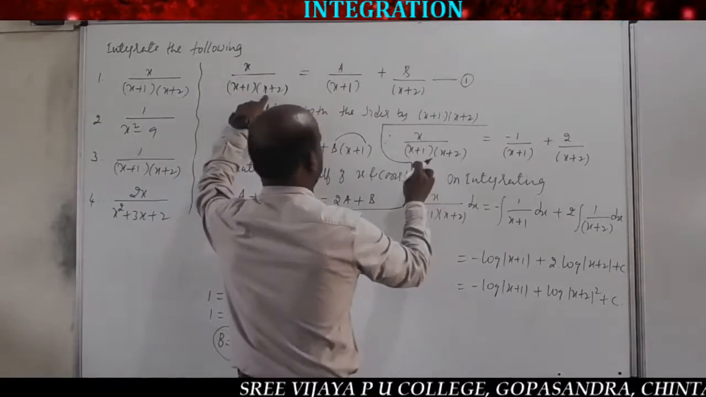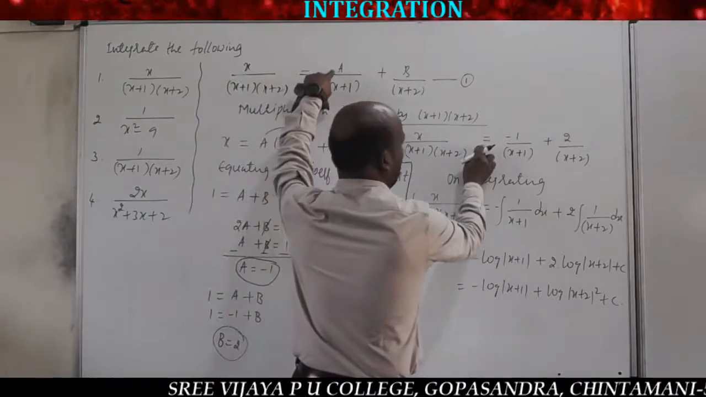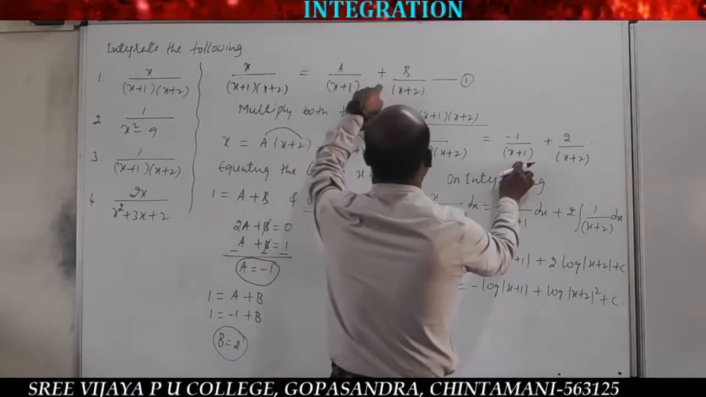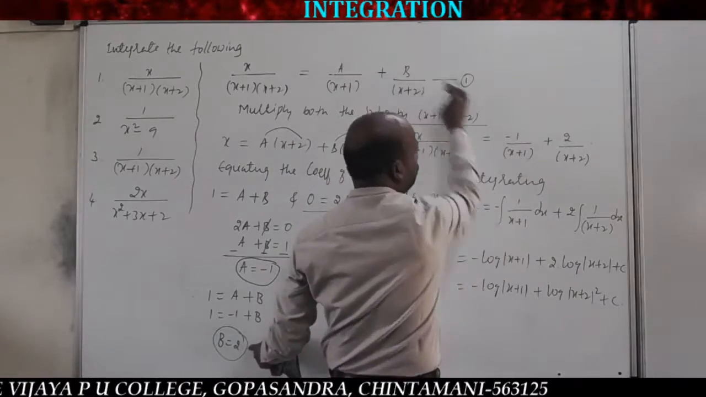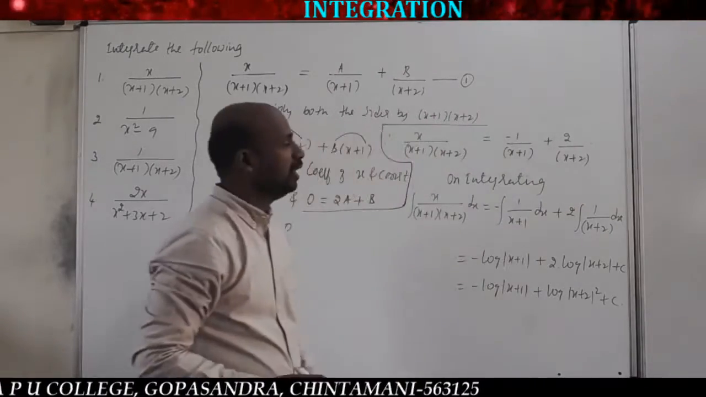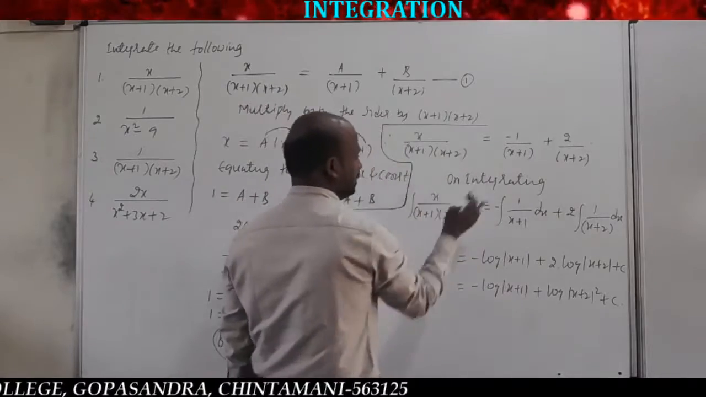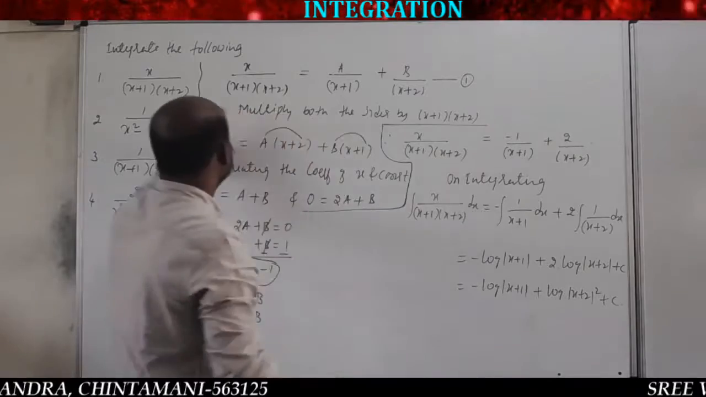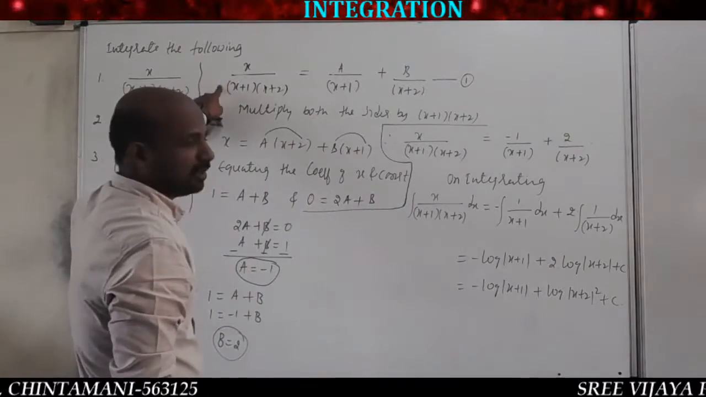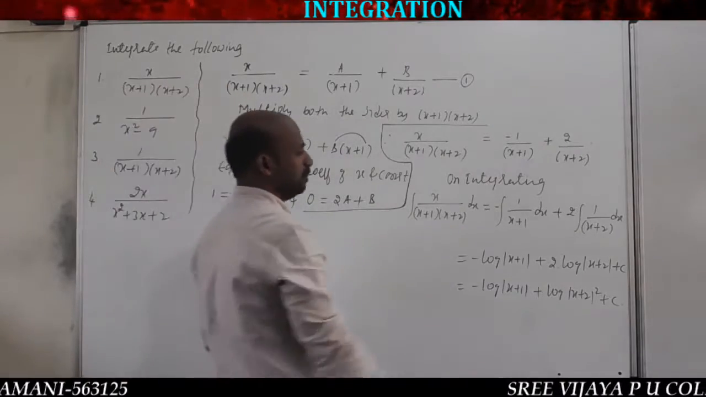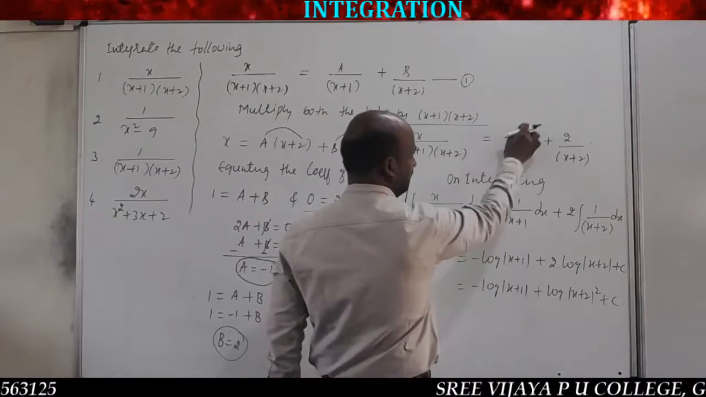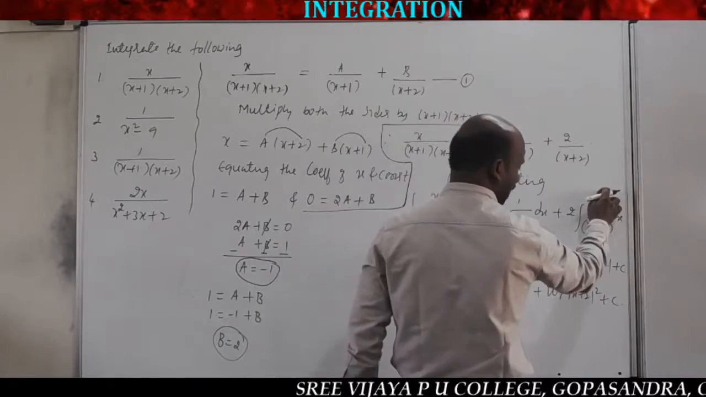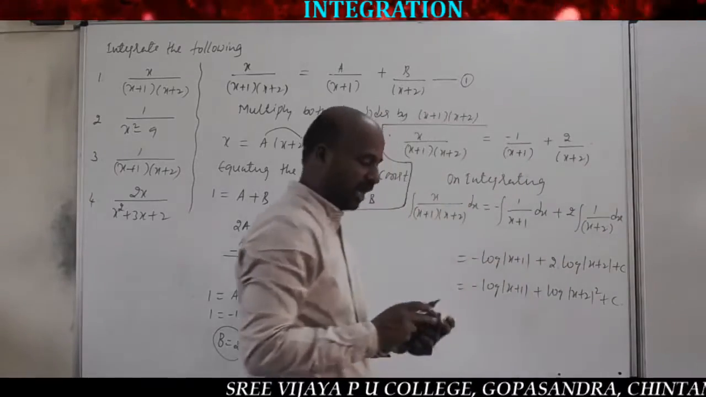x by (x plus 1)(x plus 2) is equal to a, the value of a is minus 1, minus 1 upon x plus 1 plus, the value of b is 2, 2 upon x plus 2. On integrating both the sides, integral of x by (x plus 1)(x plus 2) with respect to x. See here, this is the integration. Equals minus integral of 1 upon x plus 1 with respect to x plus 2 times integral of 1 upon x plus 2 with respect to x.